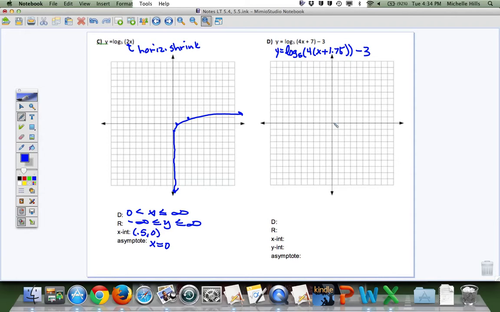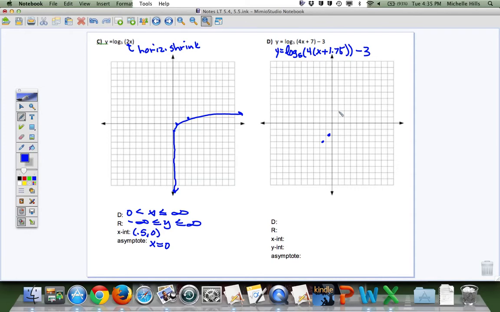So if I'm at 1/4 and I move 1.75 to the left, I would actually be at, oh goodness, I'm having to do negative 1.5, but then I'm going to move down 3. 5 to the first power is 5, but I'm going to be at 1/4 of that, so 1.25. Moving left 1.75 puts me at negative 0.5, and then my y is going to shift down 3, etc.